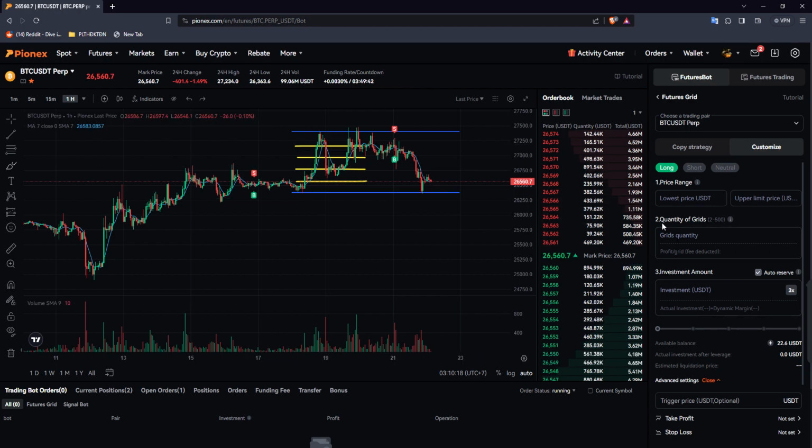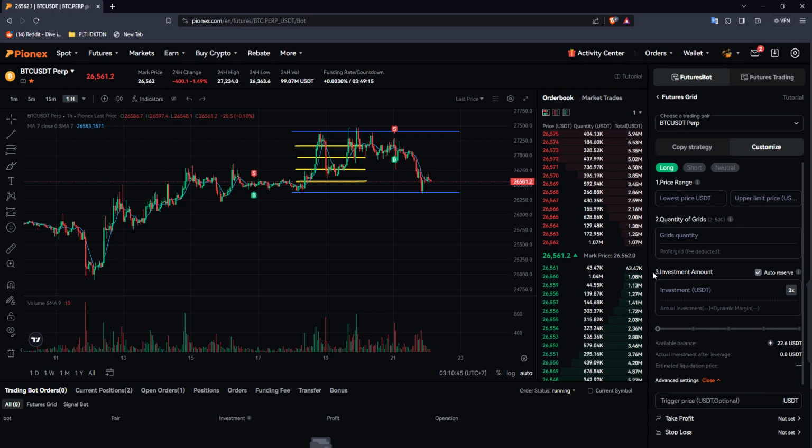And the next thing you guys need to pay attention to is the quantity of grids, right? The quantity of grids obviously affects the profit per grid. With the Bitcoin USDT pair, I recommend setting the quantity of grids so that the profit per grid is around 0.2%. If you trade other altcoins, then you can set the amount of grids so that the profit per grid is around 0.3 to 0.4%.